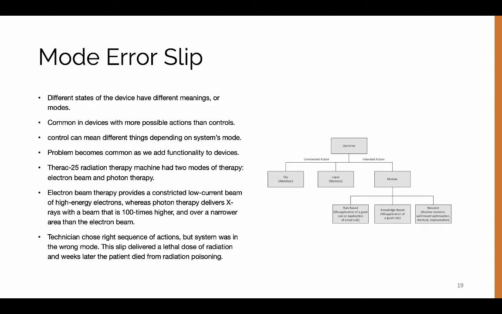Then there's a mode error slip. Basically, different states of the device have different meanings or modes. So this is common in devices with more possible actions and controls. I'll give you an example. When you are typing and sending a text to somebody, and then you look down and you recognize that they're all caps. That is a mode error slip.